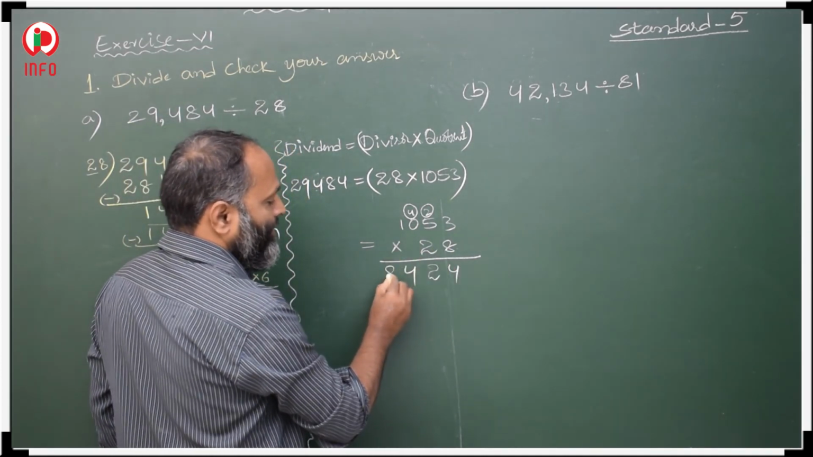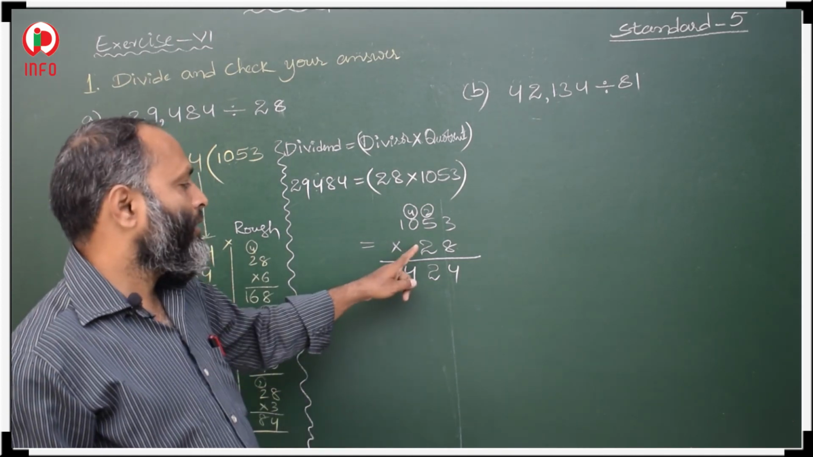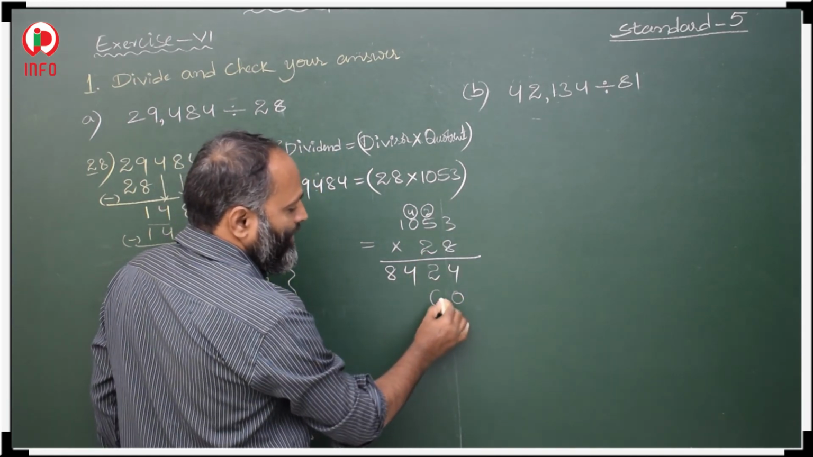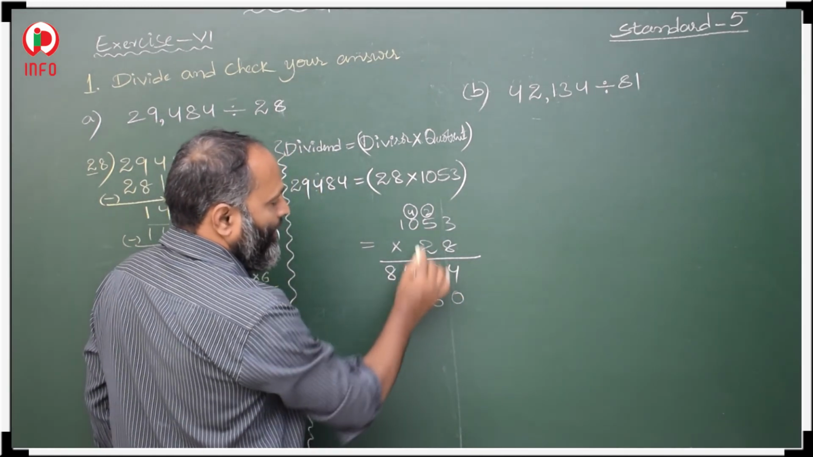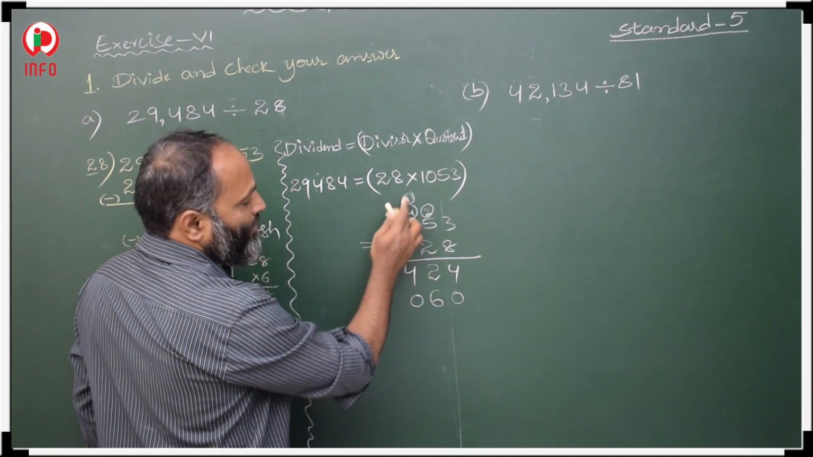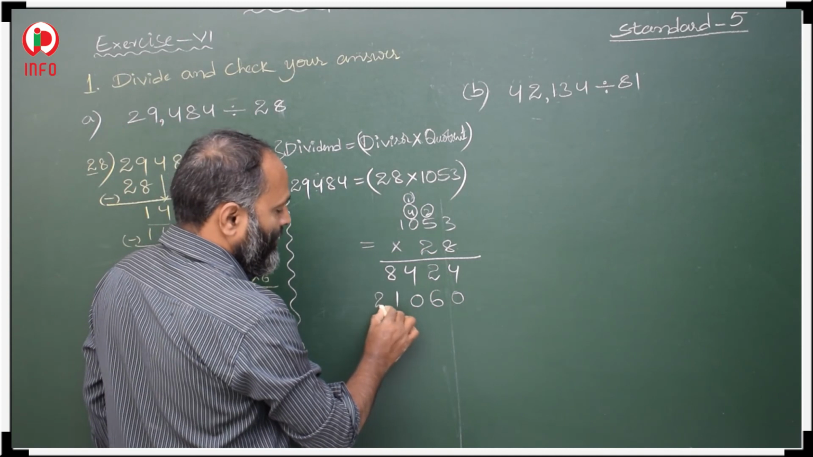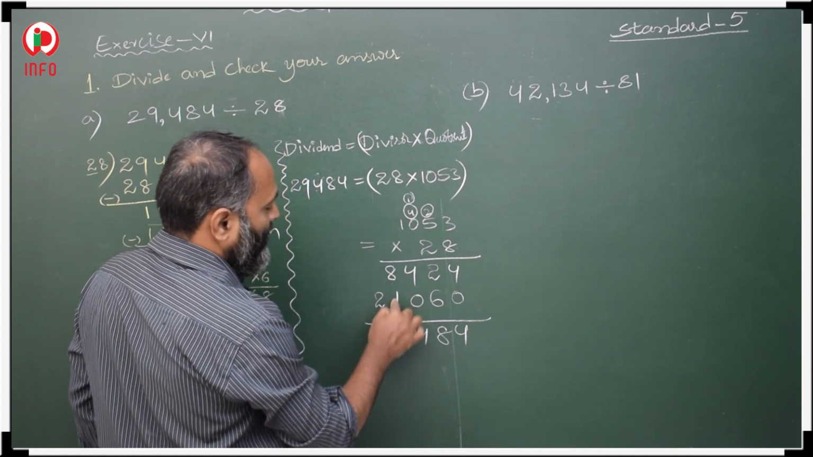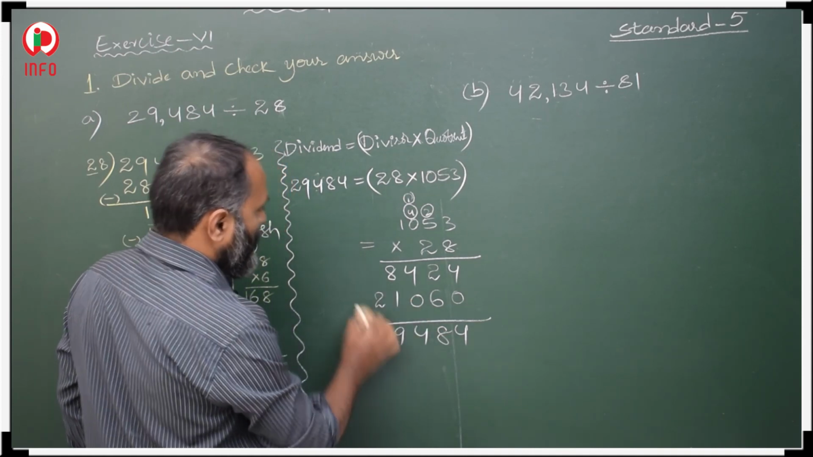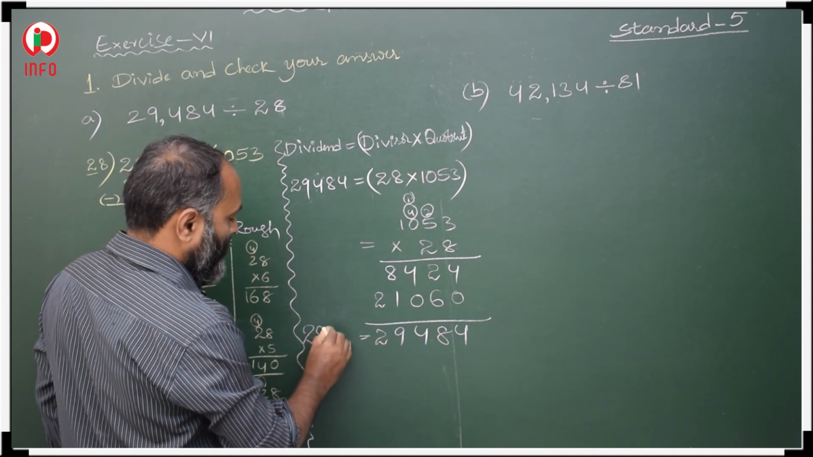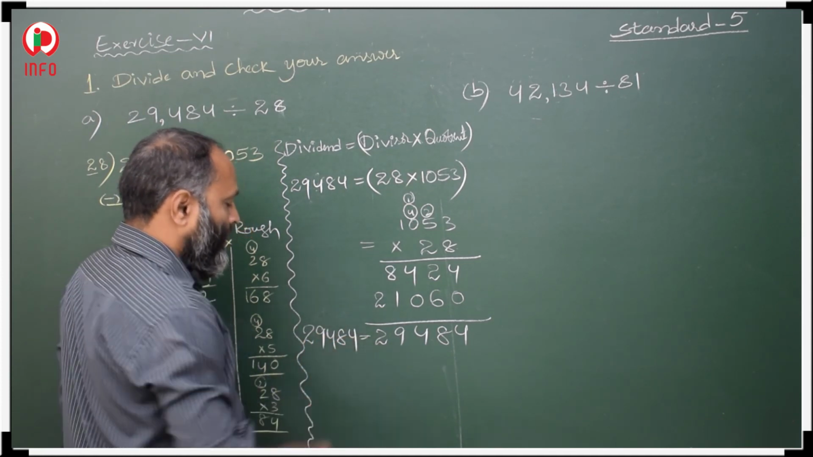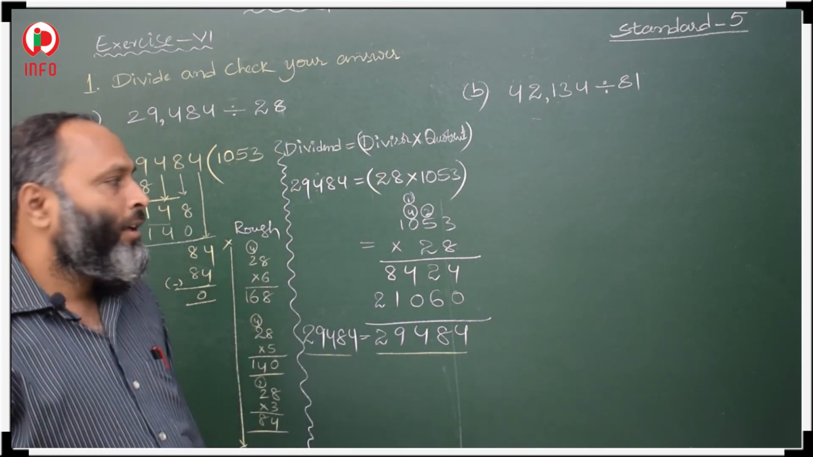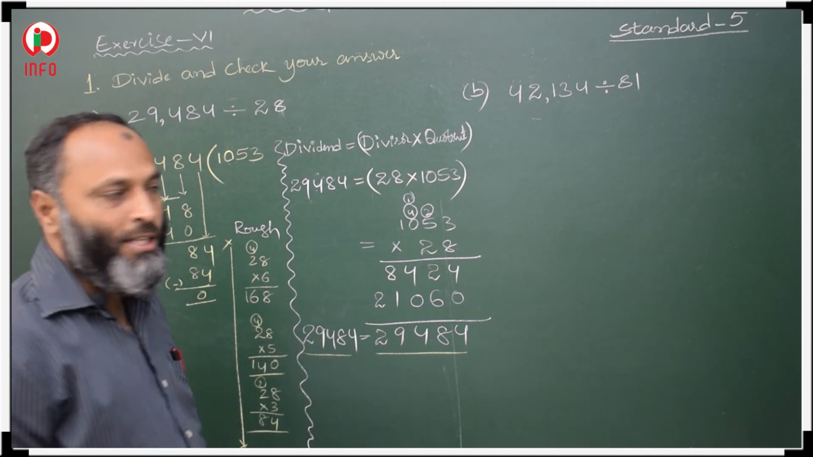8 ones are 8. Then after that with 2. With 2 means 2 is in the tens place, so first you start with 0. 2 3s are 6, 2 5s are 10 and 1. 2 zeros are 0, 0 plus 1 is 1, 2 ones are 2. Then 4, 8, 4, 8 plus 1 is 9, 2, which is equal to our dividend. What is the dividend? 29,484. So both are equal, this and this. It means our answer is correct. In this way we have to check our answer.